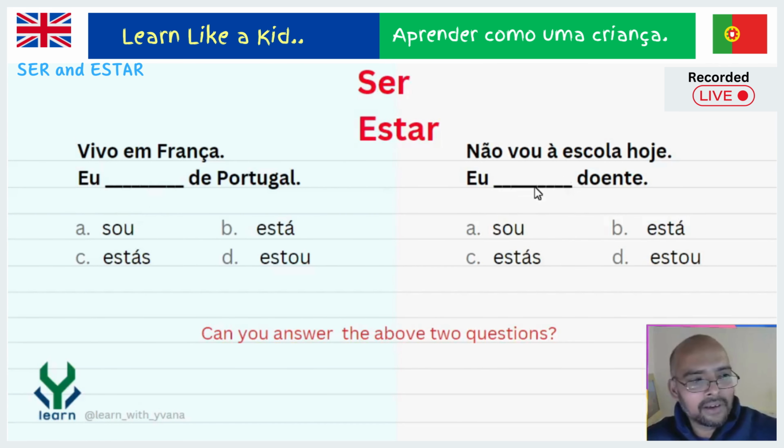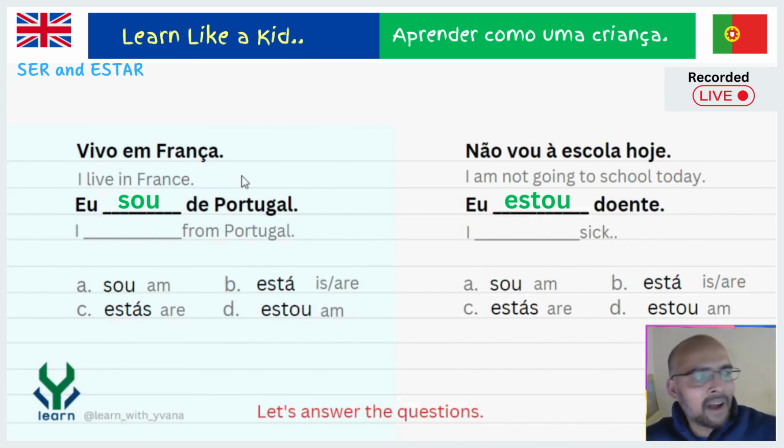This is the first question, and then we will discuss why and in what other conditions we can use these two verbs. That is today's discussion point, or what we are learning today. Okay, guys, "eu vivo em França" means I live in France. And now "vou à escola hoje" means I am going to school today. These are the statements.